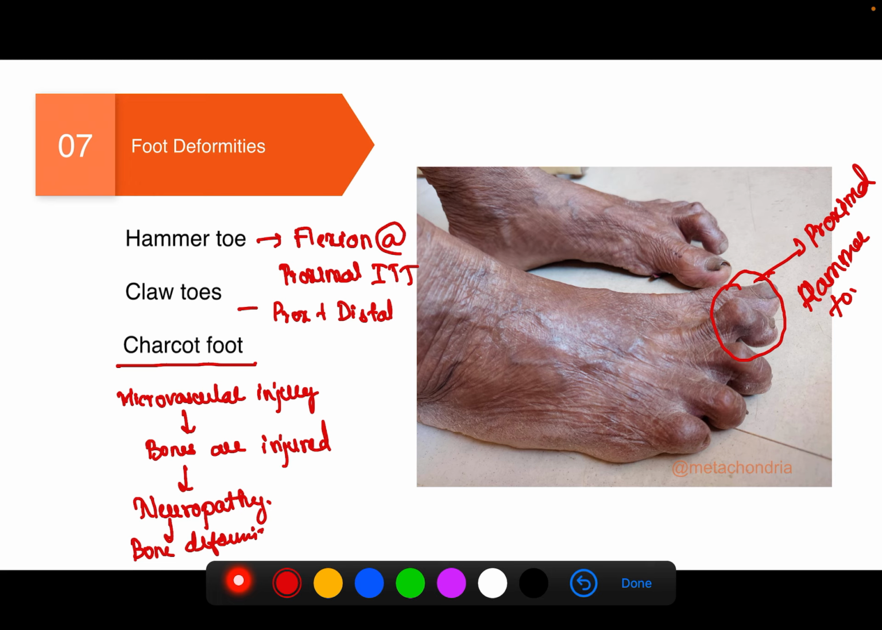If it was both, can you see? Even here there is flexion at the proximal interphalangeal joint. Even here there is flexion at the proximal. The distal interphalangeal joint is here. This is the hammer toe. Okay.